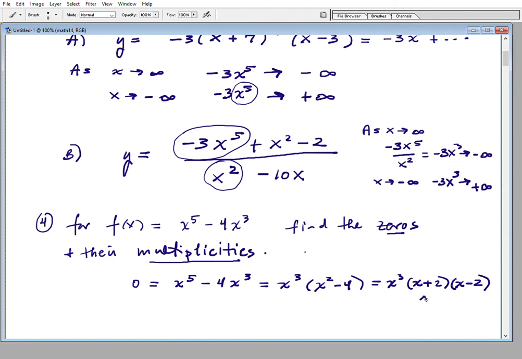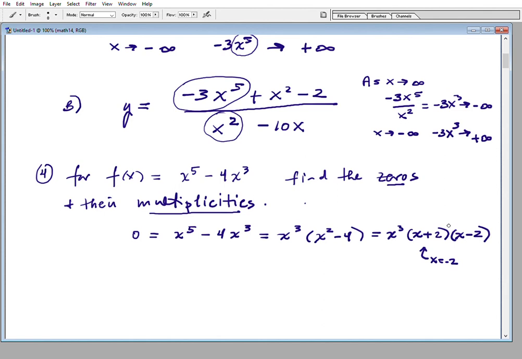Okay, so for zeros, we have x equal minus 2, and that would be multiplicity 1, because you have an exponent 1 here. And also x equal 2, also multiplicity 1. And coming from this factor, we have x equals 0, and it has multiplicity 3, because of this exponent 3. So those are the zeros and the multiplicities.